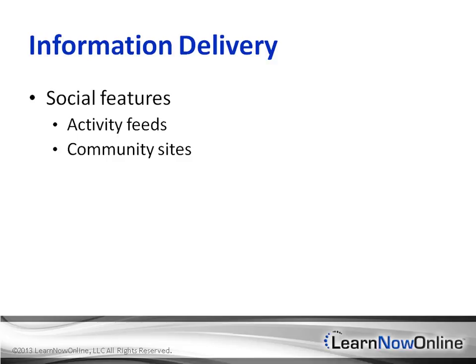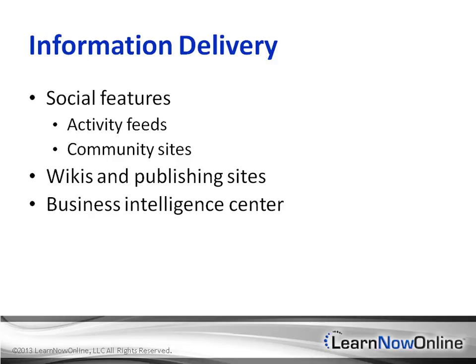Another way that you can deliver information is to just write it down in a documentation form, and that's what wikis and publishing sites are all about. But some information is machine generated and is changing continuously, and that's what the Business Intelligence Center is for.